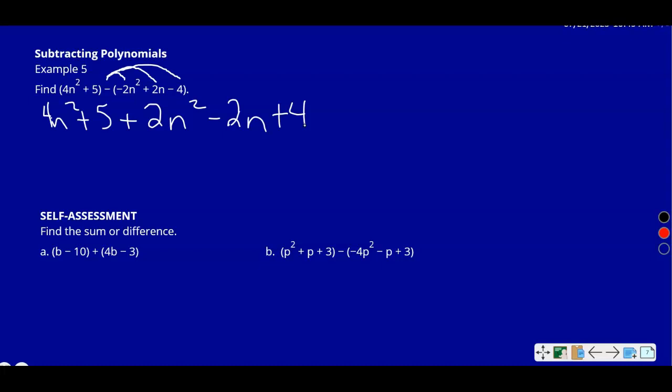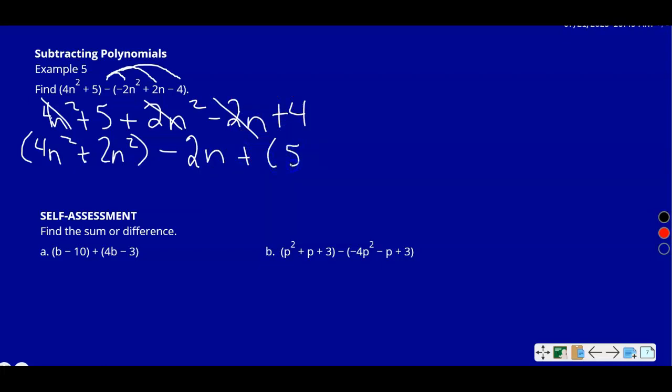After this, you do the same thing as you did before. You just put the like terms together. So 4n squared plus 2n squared. And then I have a minus 2n. And then I have a 5 plus 4.